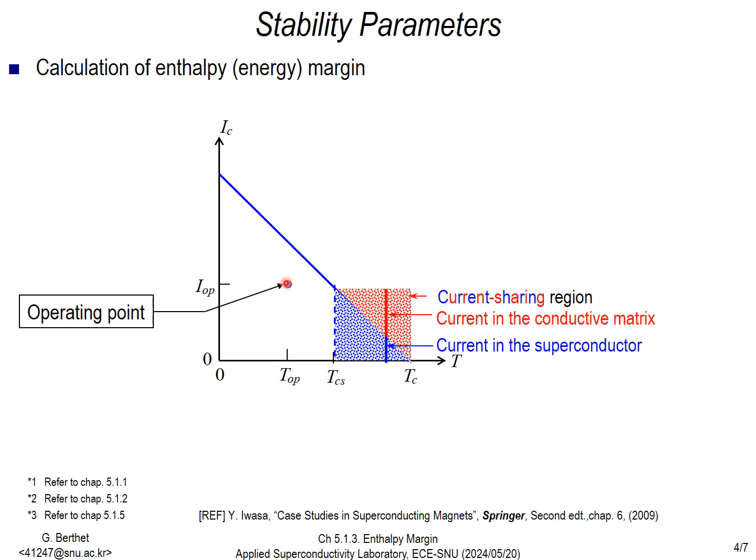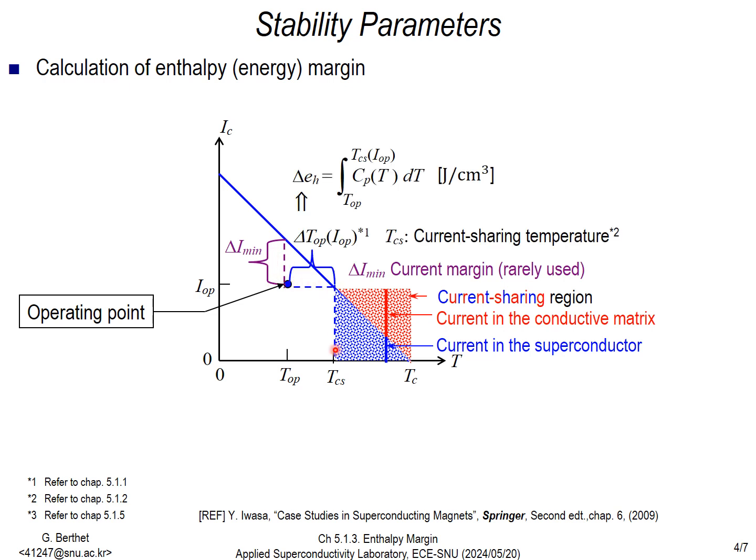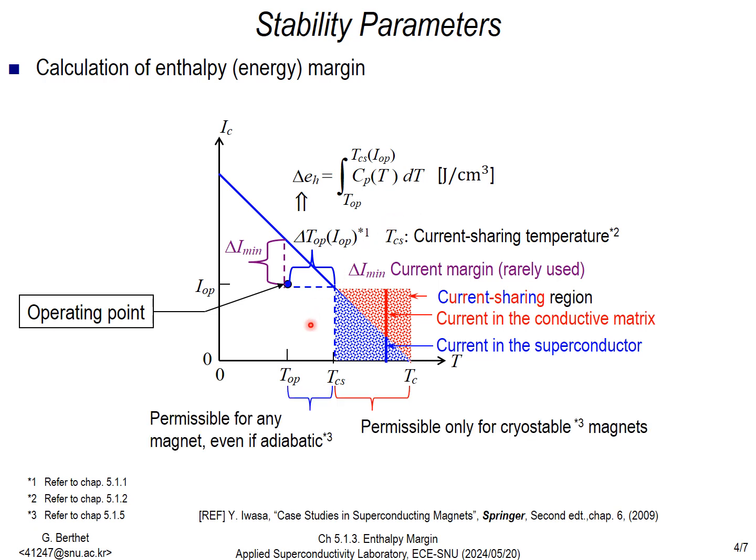Going back to the operating point, we can see that we have a margin in operating current, and a margin in temperature before going to the current sharing regime. That's this temperature margin from which we will define the enthalpy margin. Now, just to remind you, for some magnets, it is still fine to be in the current sharing regime if they are cryostable. However, the enthalpy margin is defined so that it is safe even for adiabatic magnets.